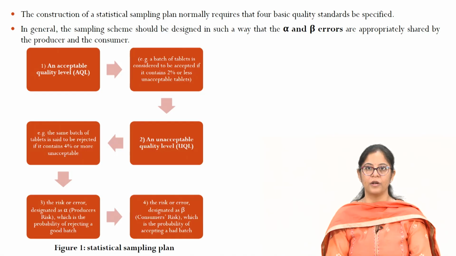Example, the same batch of tablets is said to be rejected if it contains 4% or more unacceptable tablets. The risk or error designated as alpha, that is the producer's risk, is the probability of rejecting a good batch, and the risk or error designated as beta, which is the consumer's risk, is the probability of accepting a bad batch.